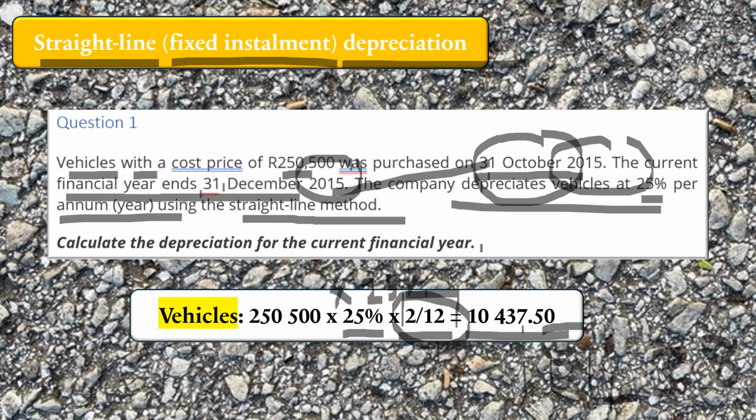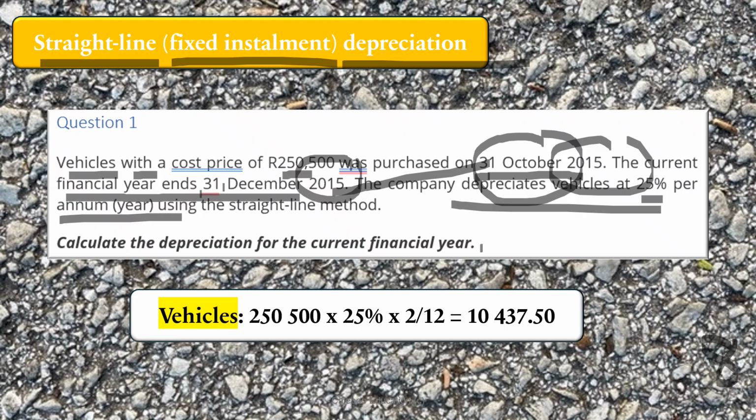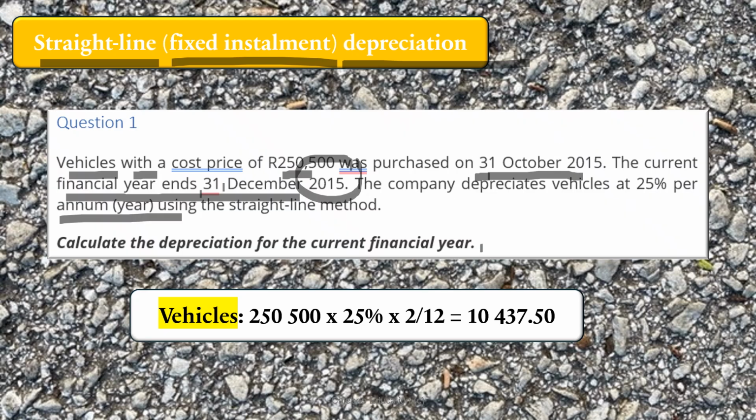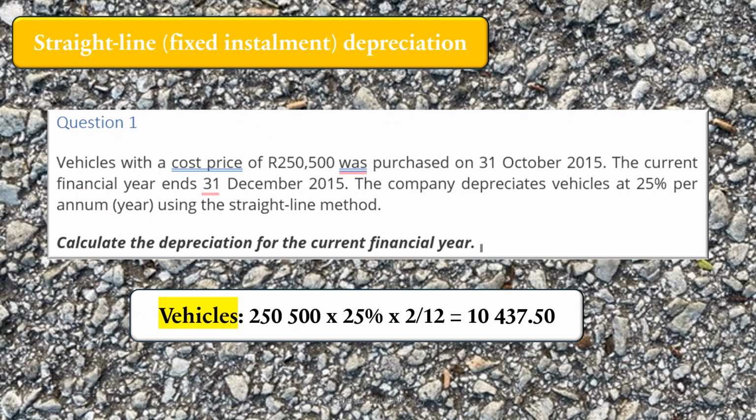What we did was we used the straight line method of depreciation to depreciate a vehicle that was bought. We had the vehicle for 2 months, and there's the calculation. Easy. Right, next example.